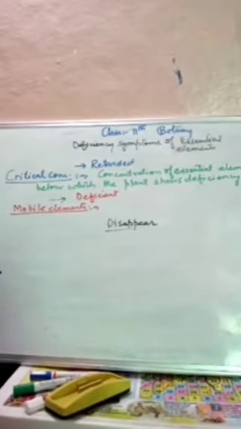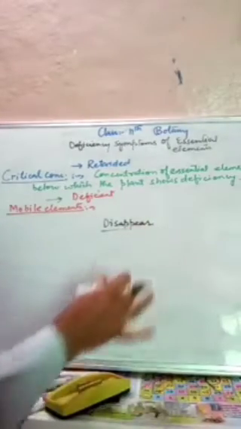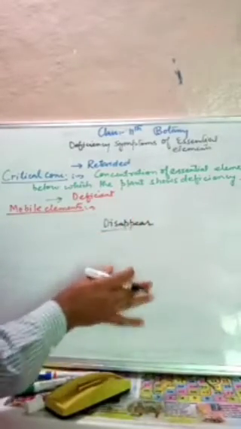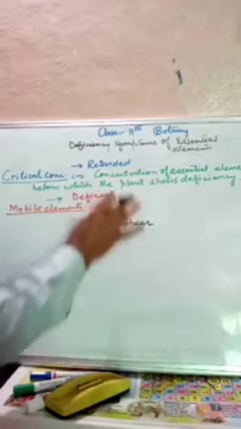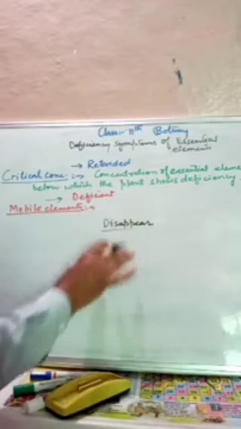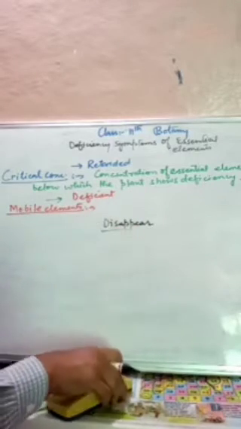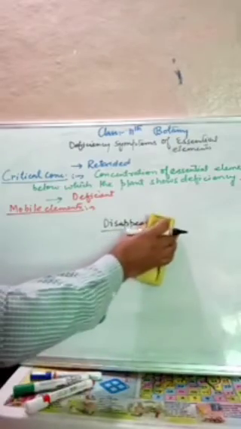But if there is a continuous deficiency of these elements, the plant will die. I will show you this by this example.